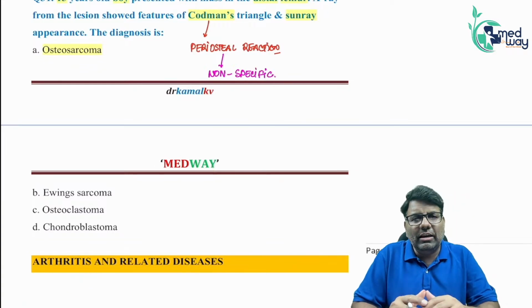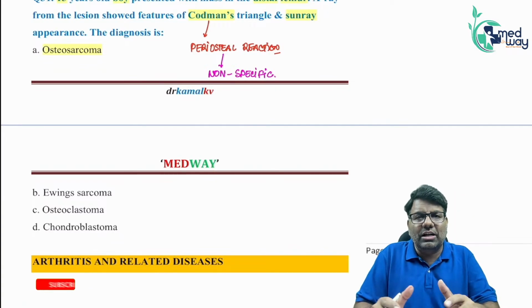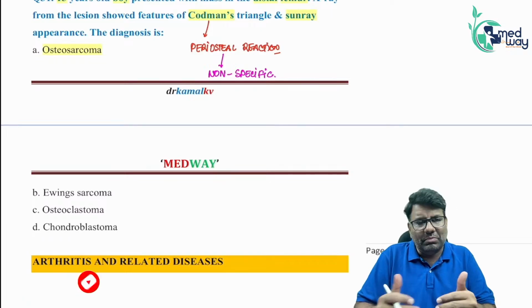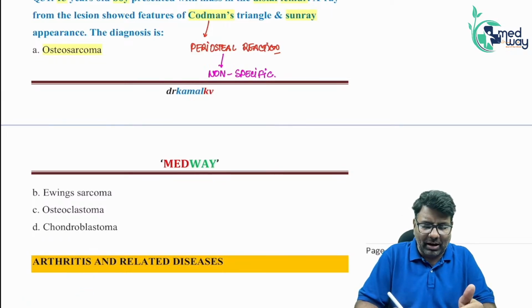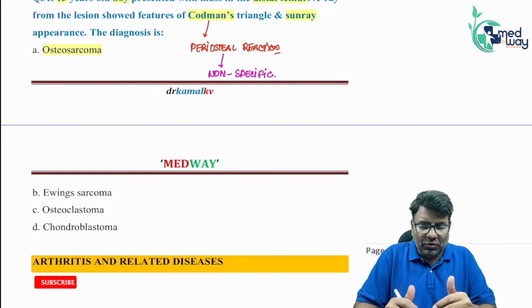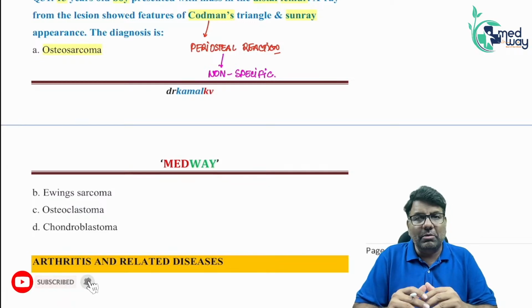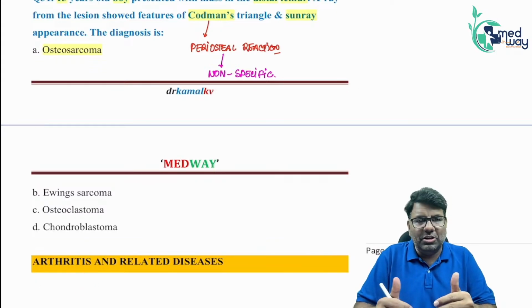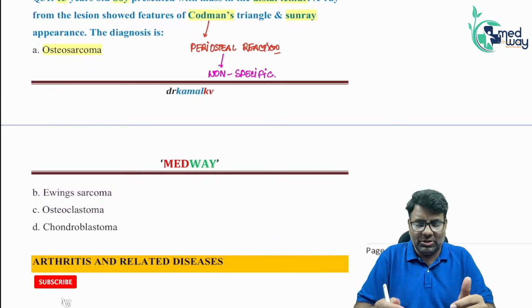So, if you see Codman's triangle, you cannot straight away jump to the diagnosis of osteosarcoma in clinical practice. Although from MCQ point of view, you can take it in that manner. But clinically, if you see Codman's triangle, don't label it as a case of osteosarcoma. There are other possibilities where there is irritation to the periosteum. It can lead to Codman's triangle.